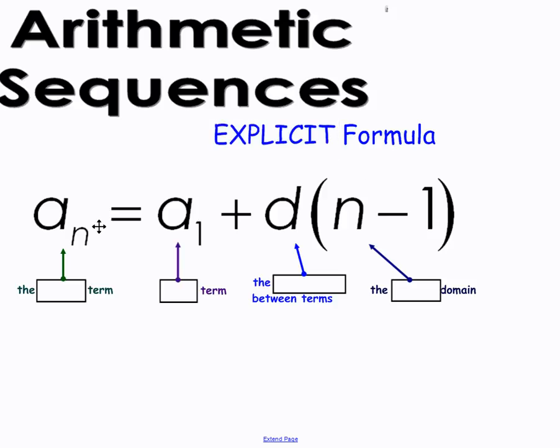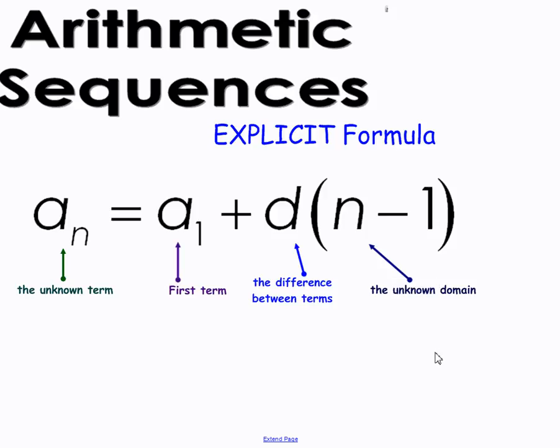All right, now I've got this all written out here. A sub n is the unknown term. It's the next one, it's the one down. A sub 1 is always the first term. We know that because it's got the subnotation 1. D is the common difference between each of the terms. And this n right here is the unknown out of the domain. It's where are we, which term in the domain are we going to be looking for?